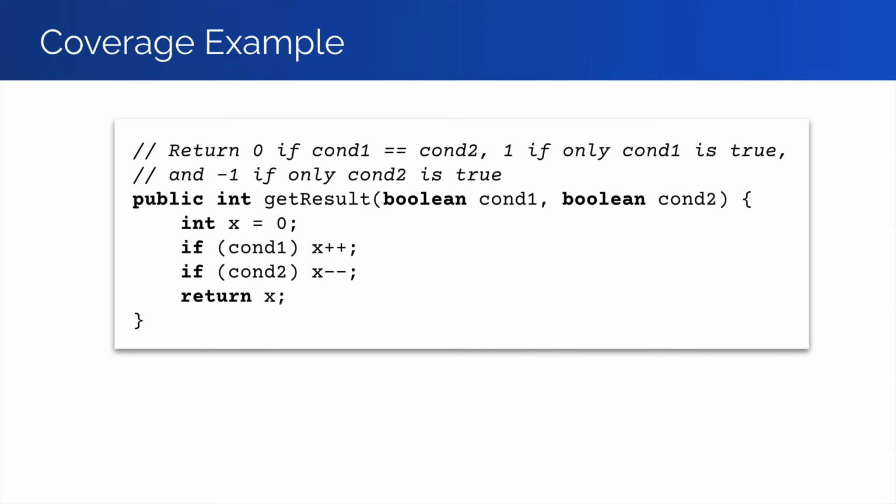You should be able to convince yourself that this is a correct implementation of the getResult method. X starts out as 0, and if both conditions are false, X is not modified, so the method returns 0. If both conditions are true, then the modifications to X cancel each other out, and again, the method returns 0. If only condition 1 is true, X gets incremented, and the method returns 1. If only condition 2 is true, X gets decremented, and the method returns negative 1.